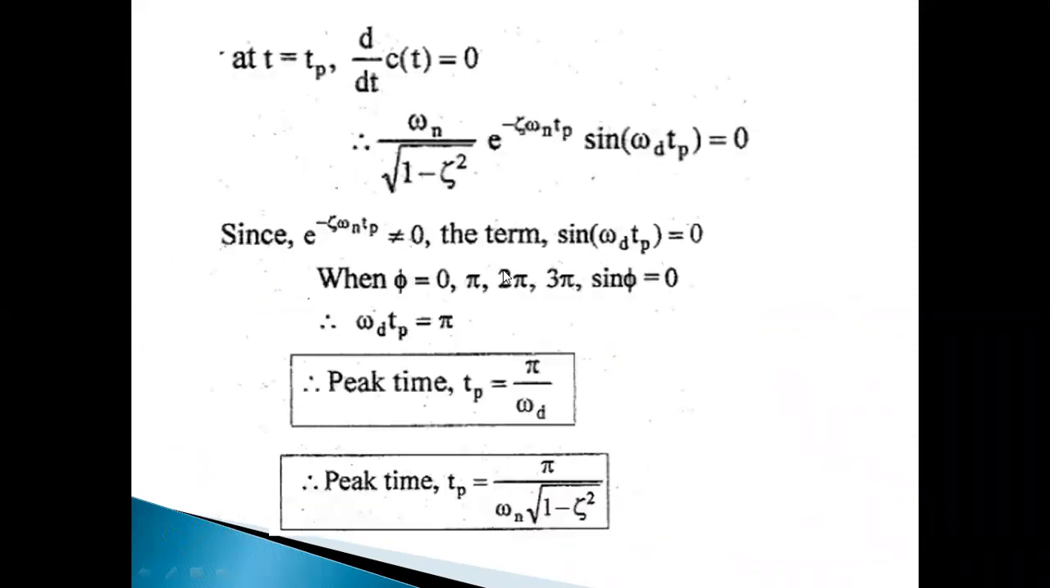Okay, next, at t is equal to tp time, c of t, the first derivative, is equal to 0.